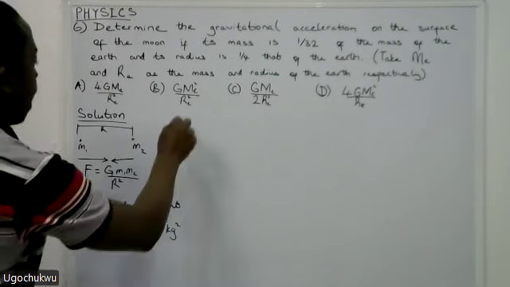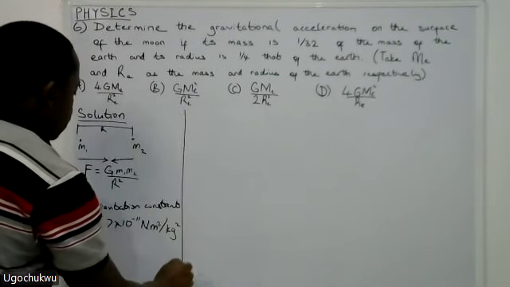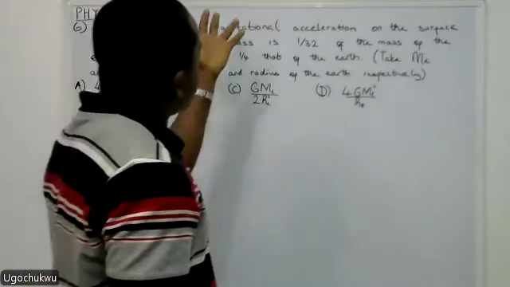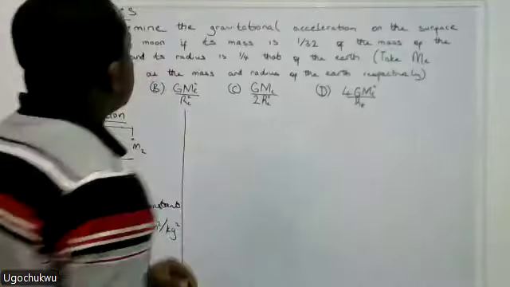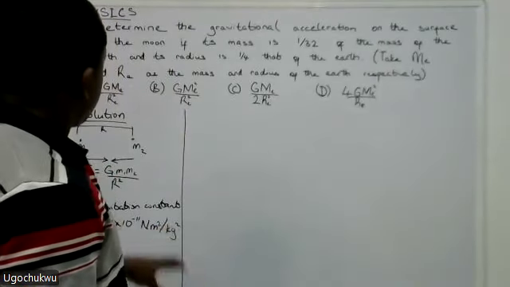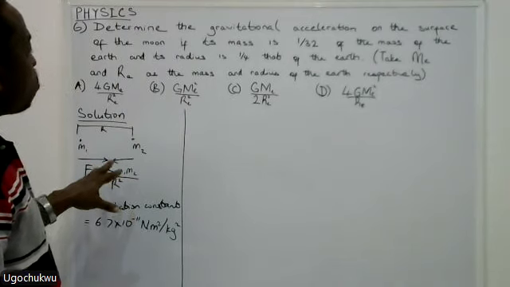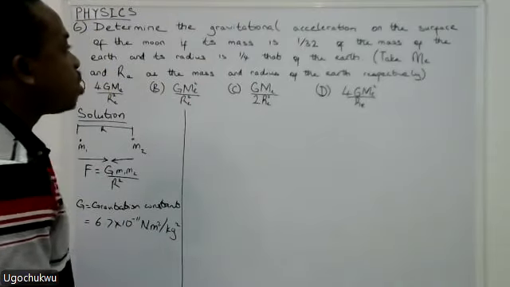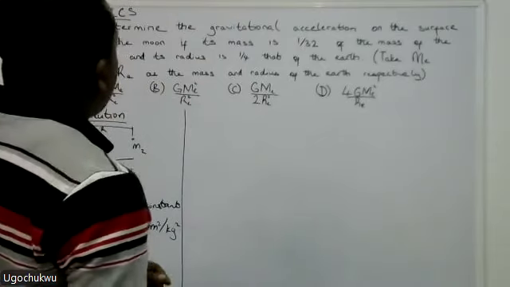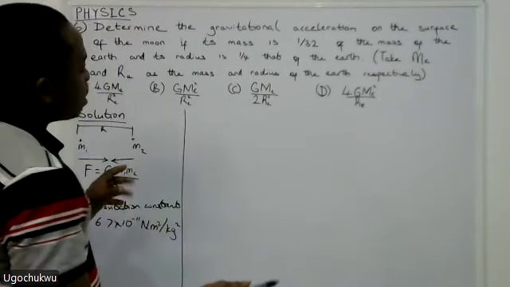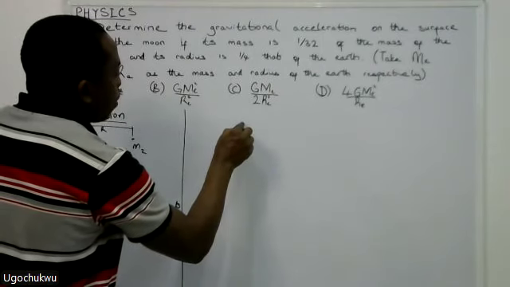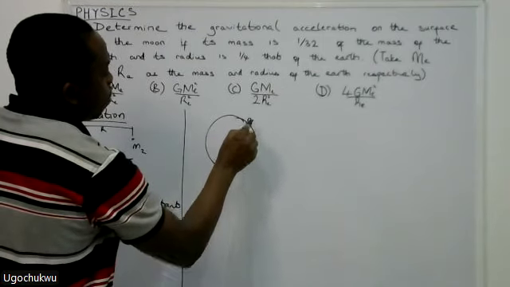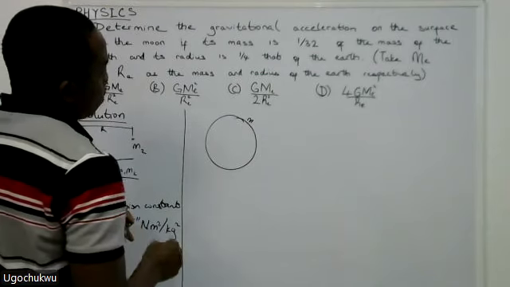All right, so we have G, the gravitational constant, but our problem is asking us to find the gravitational acceleration on the surface of the moon. So we can use Newton's law to form a relation between the gravitational constant and gravitational acceleration. So how are we going to do it? Now let's assume a mass m on the surface of the Earth.